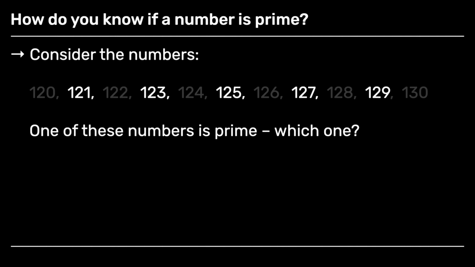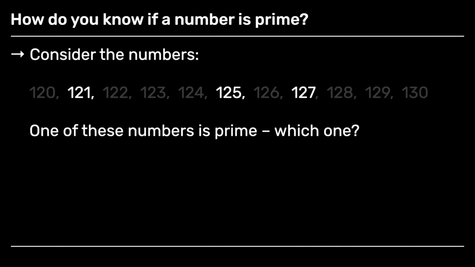Now we check the 3 rule. Add up the digits. Does that equal a number that's divisible by 3? 1 plus 2 plus 1, 4, not divisible by 3, so we leave it alone. 1 plus 2 plus 3, 6. That's divisible by 3, so 123 is divisible by 3. 1 plus 2 plus 5, that's 8, not divisible by 3, we leave it alone. 1 plus 2 plus 7, that's 10. 1 plus 0 is 1, not divisible by 3, we leave it alone. 1 plus 2 plus 9, 12. 1 plus 2 is 3, divisible by 3. 129 is divisible by 3. Again, note, I don't know what the other factor is, I just know it has a factor of 3.